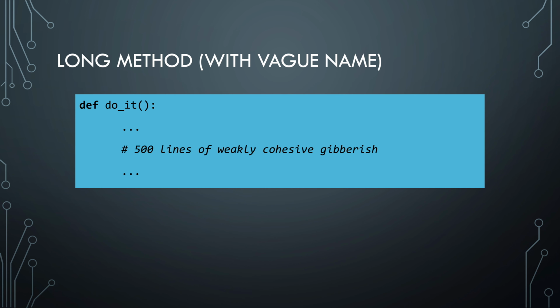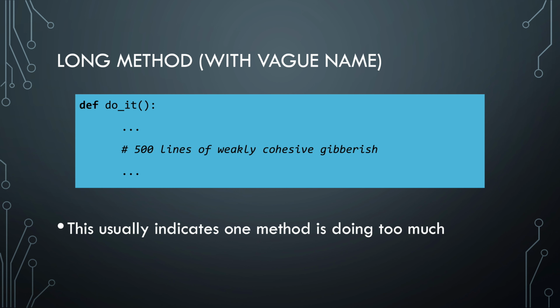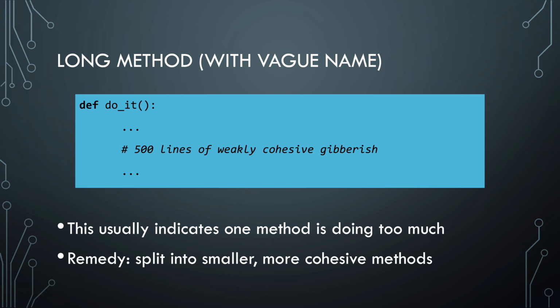Sometimes you have a really long method in your code that does a lot of things. In some cases, the name of the method already indicates there's a problem with cohesion, like here. In other words, the method is doing too much. To solve this, split the code into smaller, more cohesive methods.